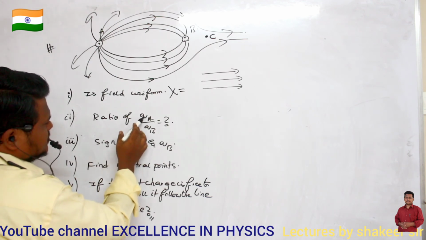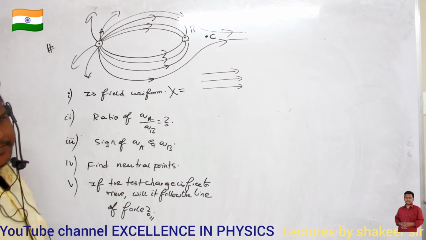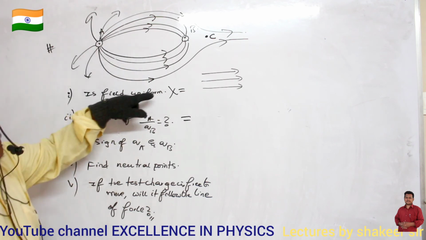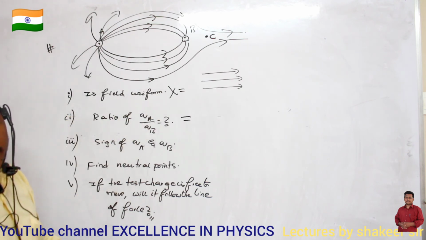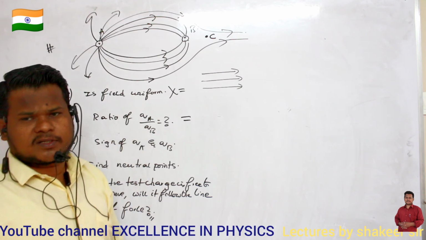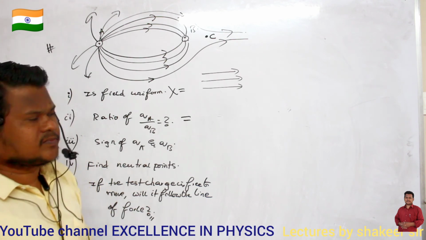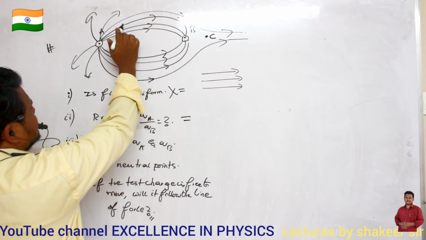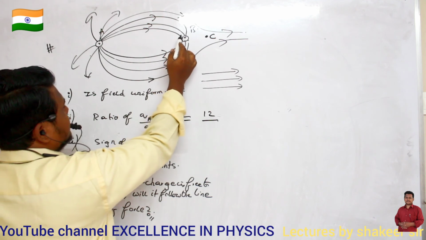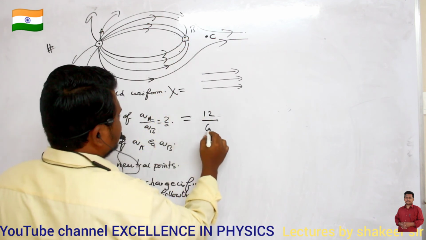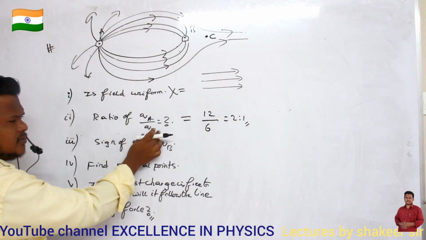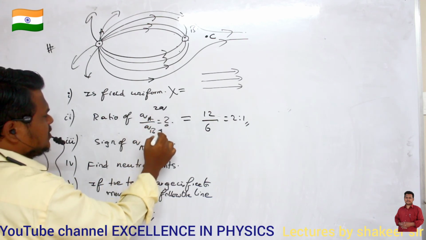Then what is the ratio of charge A to charge B? How can you identify the magnitude of charges by using this diagram? So the magnitude of charge depends on what? The magnitude of charge depends on the number of electric lines of force. That's all. So this one is generating how many electric lines of force? 4, 8, 9, 10, 11, 12. Clear? So 12 divided by, this one is terminating how many lines? 1, 2, 3, 4, 5, 6. So 12 divided by 6 is 2:1, the ratio. Clear? It means if this is 2Q, this one should be Q.